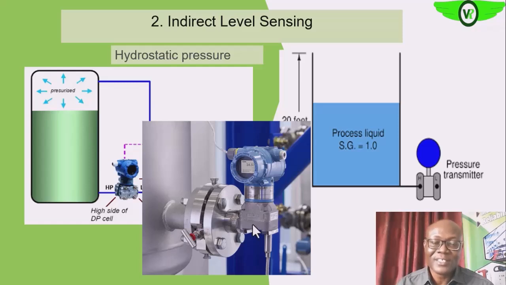Are we getting it? Whatever is sent off this is read on the indicator here, which has been calibrated to give us a direct level reading of the fluid in the vessel.